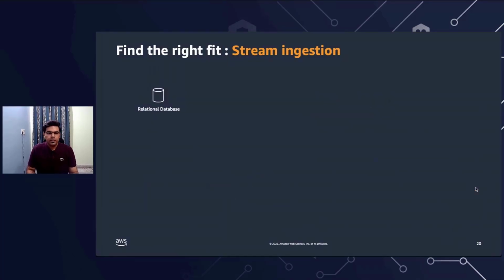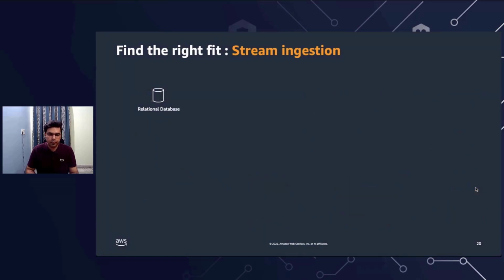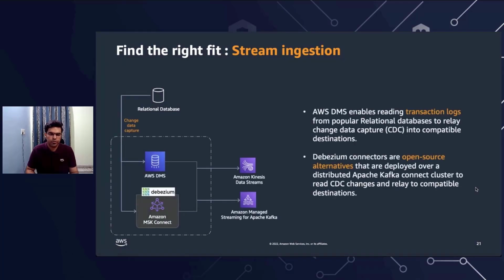For a different use case, if the source of streaming ingestion is a relational database, the best bet would be to read from a change data capture source. So you will have binlogs and transaction logs enabled on the source. If it's a MySQL database, it will have binlogs. For Postgres, there will be WAL logs and so on and so forth.